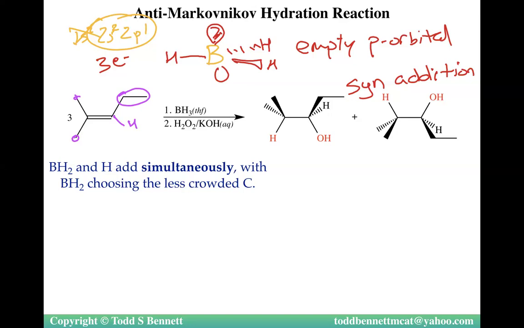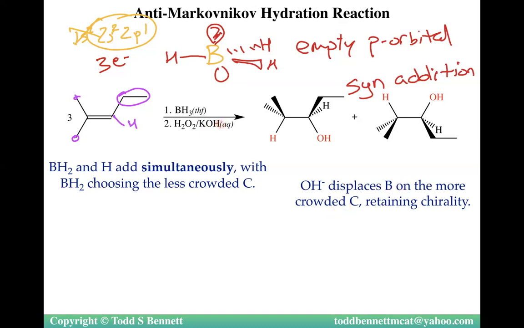BH2 now is going to choose the less crowded side. So because the B is going on first, or it's going on simultaneously with the H, but it's the one that's bigger and controlling by accepted electron density, it will form on the less crowded side. And because they go on at the same time, they add syn. And then in the second step, the OH is going to displace the boron and move to the more crowded. So this is going to have a boron at first when I do the first step, but that boron is going to quickly be replaced by the OH of the peroxide. And in doing so, you're going to end up with an OH on the less hindered, the anti-Markovnikov carbon.